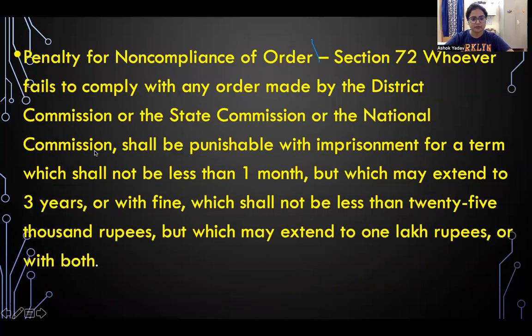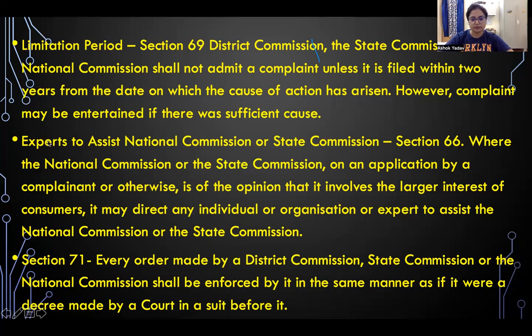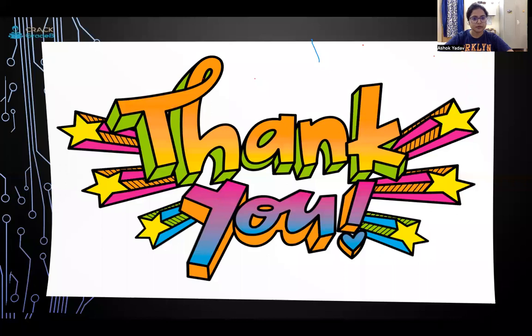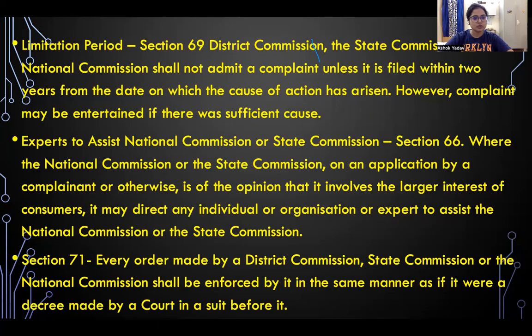These are the miscellaneous things that we are reading under this new law. So under this act, we also find experts to assist a National Commission or State Commission. Under Section 66, you'll find mention about assistance by experts. It is saying where the National Commission or the State Commission, on an application by a complainant or otherwise, is of the opinion that it involves a larger interest of consumers, it may direct an individual or organization or expert to assist the National Commission or the State Commission.